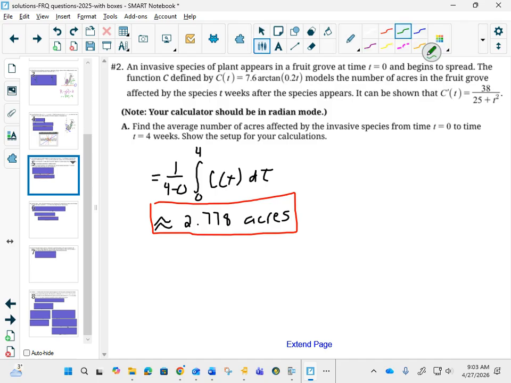Notice, write C of t there. Don't write all that, 7.6 arctan 0.2 t. It wouldn't take you super long, but it saves you a little bit of time. It's also very hard to make a copying mistake if you write C of t.